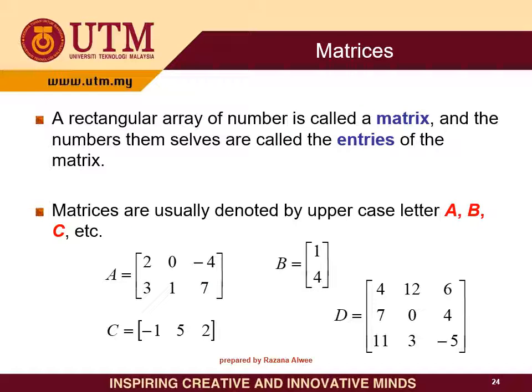Now we come to matrices. I think you guys are familiar with matrix. What is a matrix? It is a rectangular array of numbers, and the numbers themselves are called entries of the matrix. Matrices are usually denoted by uppercase letters A, B, C, D, like this. And this is the type of matrix that we have.